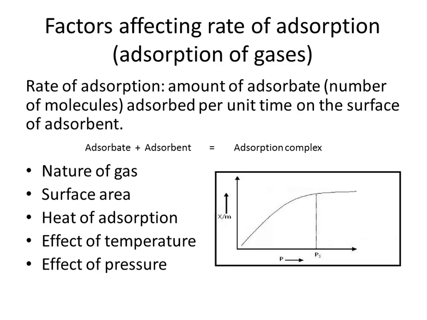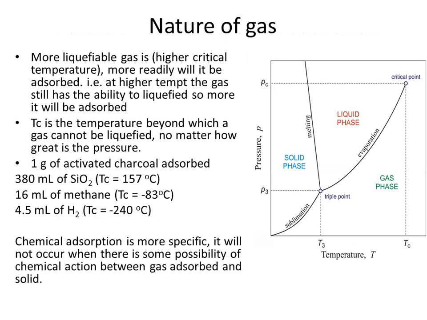But right now, we are going to discuss the factors affecting the rate of adsorption, and there are 5 or 6 mentioned here. The first is the nature of gas, then surface area, heat of adsorption, effect of temperature, and pressure. They are very similar to the knowledge you already have, but they will be different in some respects, which we will discuss in this class. The first one is the nature of gas.